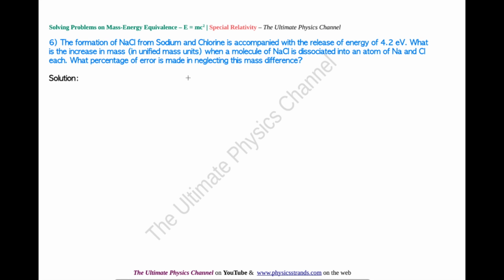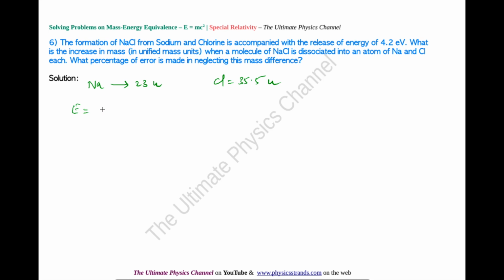Now, what is the difference in mass? That's what we have to find out first, right? Okay. So here, the masses in unified mass units of sodium and chlorine we have to write down first. So sodium is nearly 23 U, whereas chlorine is 35.5 U. In unified mass units are the masses for sodium and chlorine.